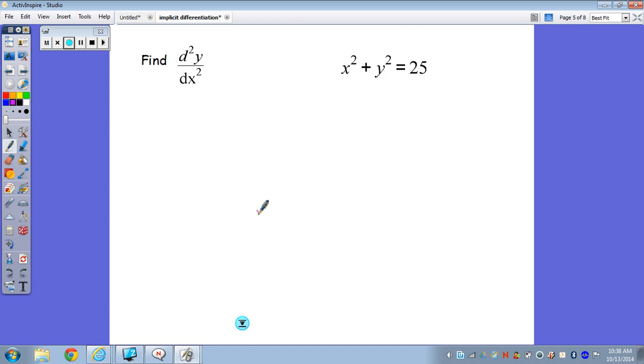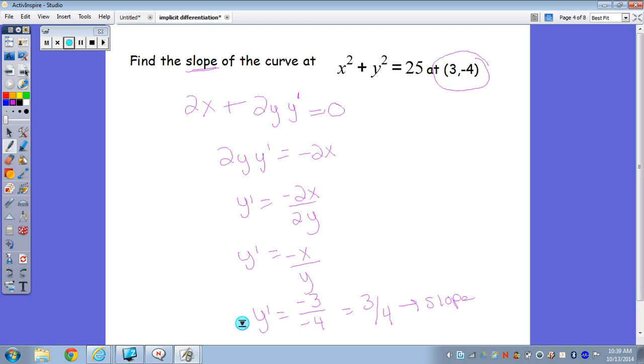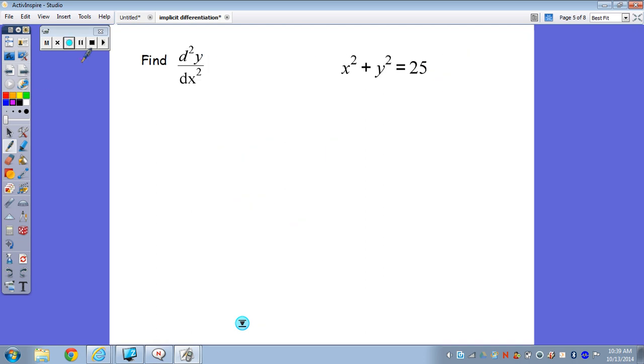Okay, so then there's another one that says find d squared y dx squared. So that means find the second derivative of this function. So again, for this function, I'm going to take the derivative and use my steps for implicit to solve for y. So we already did the first derivative, which was negative x over y. For these, you always want to simplify as much as you can before you take the second derivative. Okay, so I get that.